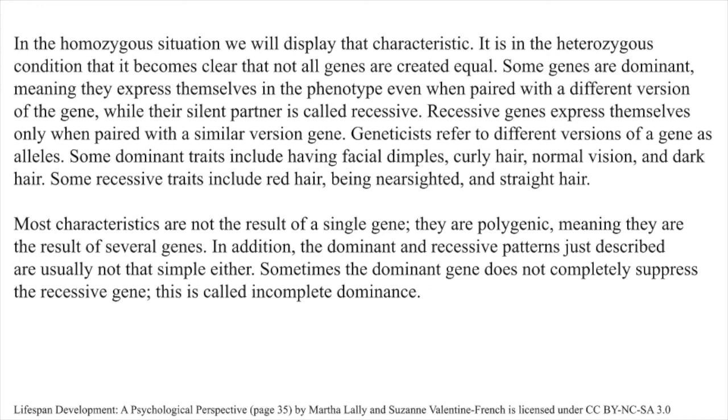Most characteristics are not the result of a single gene. They are polygenetic, meaning they are the result of several genes. In addition, the dominant and recessive patterns just described are usually not that simple either. Sometimes the dominant gene does not completely suppress the recessive gene. This is called incomplete dominance.